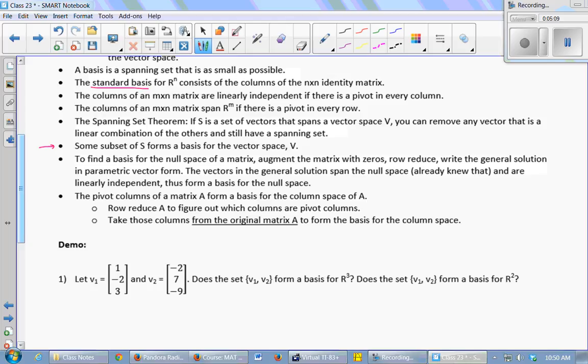To find a basis for the column space of a matrix A, you row reduce it to figure out where the pivot columns are, and then take those columns from the original matrix, not the reduced matrix. You're going to go back to the original and take the pivot columns.